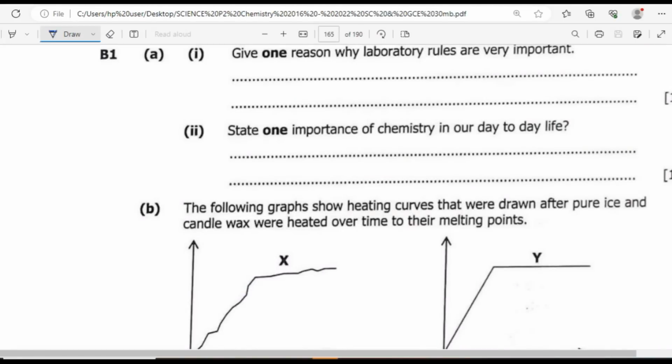So A1, give one reason why laboratory rules are very important. So to prevent accidents.